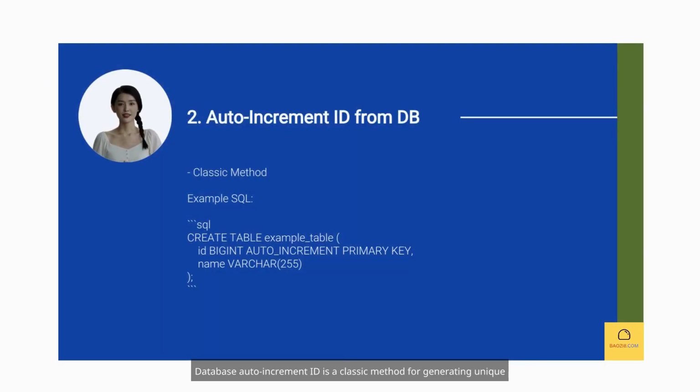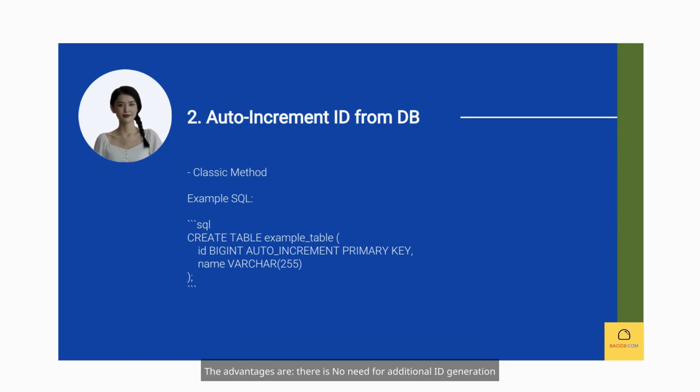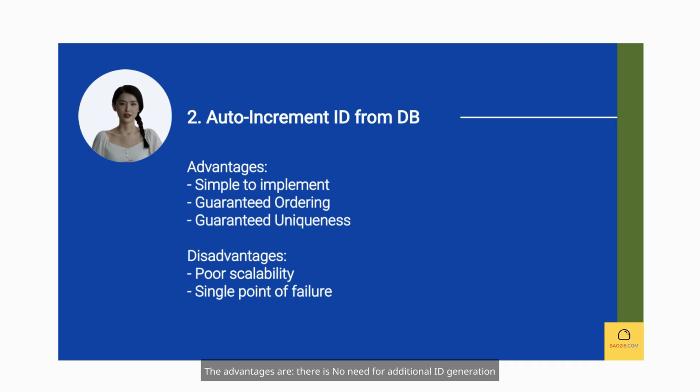Database autoincrement ID is a classic method for generating unique IDs, and many relational databases have built-in auto_increment functionality. Here is an example SQL statement. Whenever a new record is inserted, the database automatically generates an increment ID. The advantages are: there is no need for additional ID generation logic. Auto-increment IDs are sequential, easy to sort and manage chronologically. The database ensures the uniqueness of IDs.